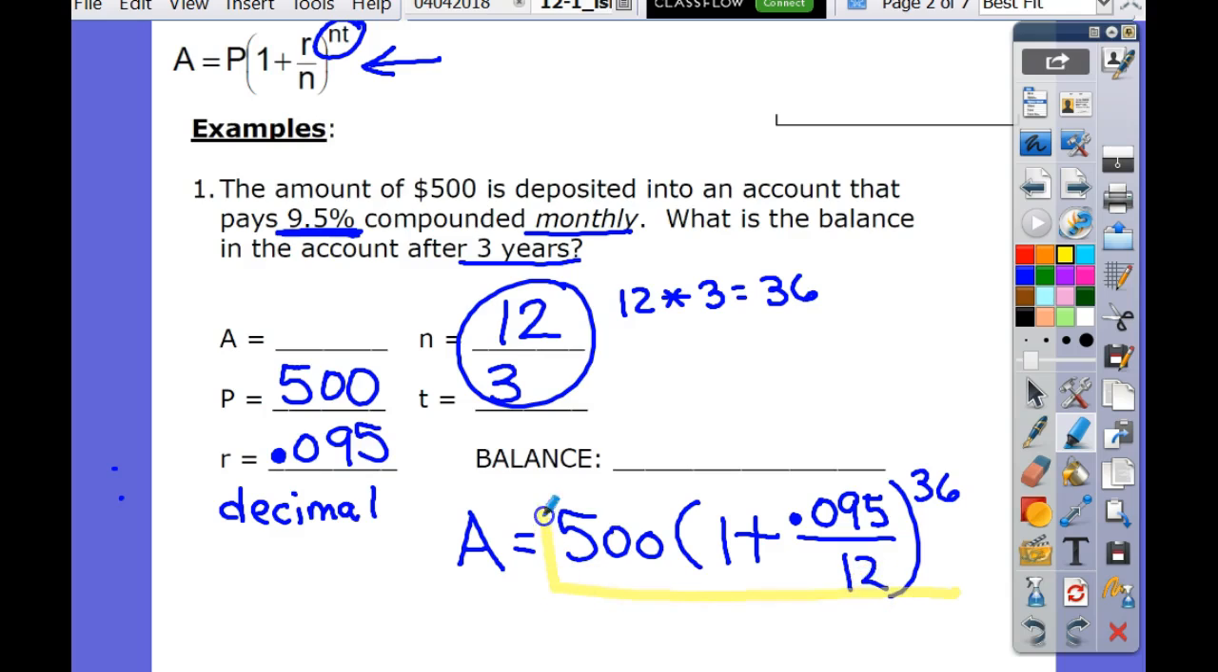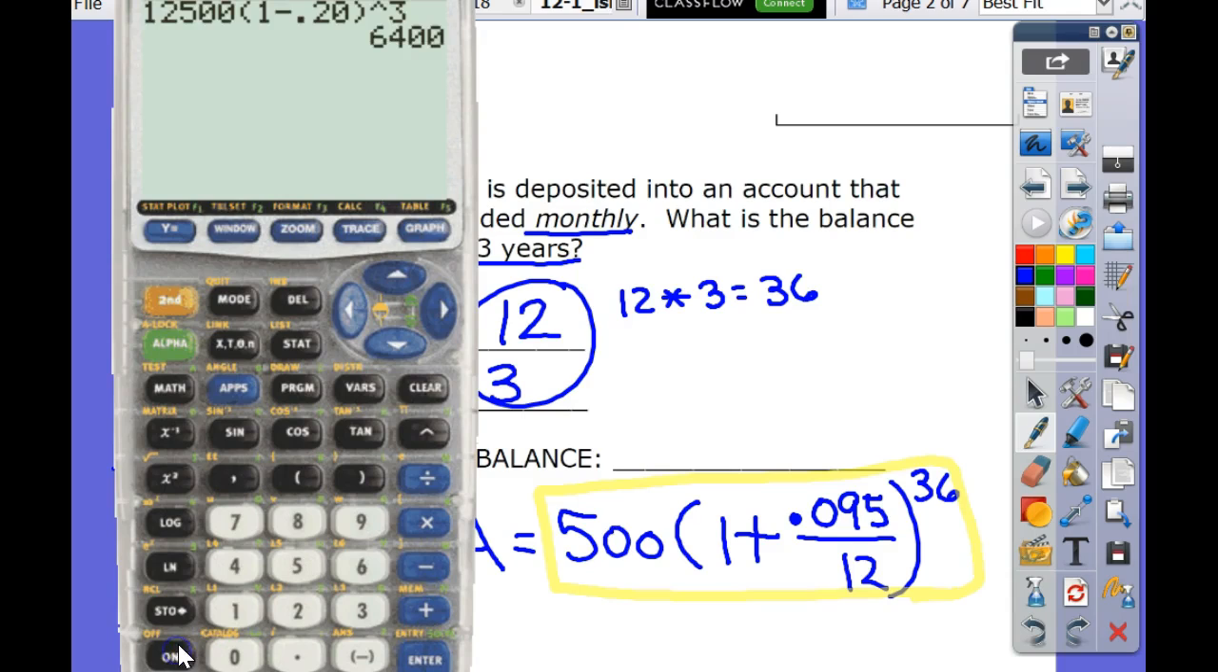In this part right here, are there any variables, or is that all numbers? All numbers, so we are going to put those all in our calculator, and I would suggest you put it all in one step, like it's written on the paper, so that there is not any order of operation mistakes.